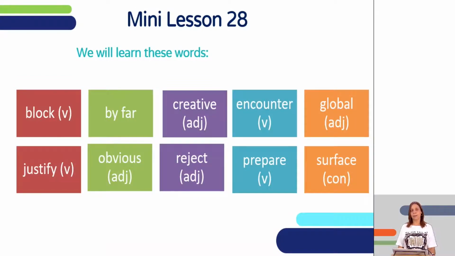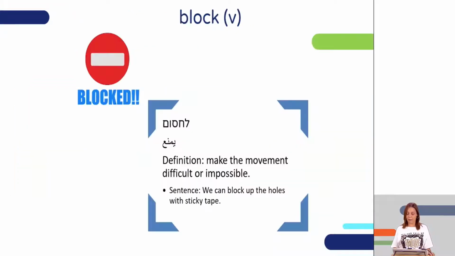Our lesson will deal with these 10 words, which are block, which is a verb, by far, creative, which is an adjective, encounter, which is a verb, global, which is an adjective, justify, which is a verb, obvious, an adjective, reject, which is a verb, and prepare, which is a verb, and surface, a noun as well. So, let's start with the first word.